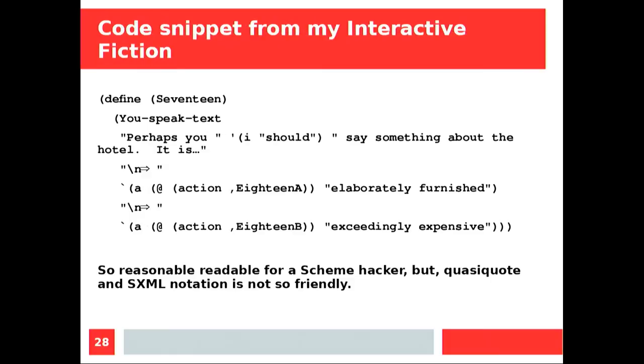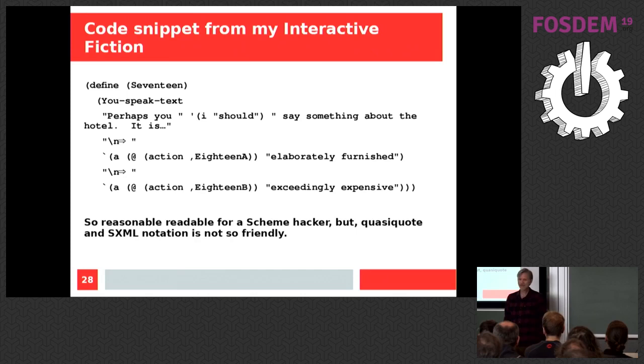But this is a code snippet from my script for interactive fiction. This is Room 17, or Experience 17. Anybody who's spent a lot of time in Scheme will notice that this is a mixture of quasi-quotation and XML notation. But in terms of Scheme, in terms of readability, I think this came out OK. But this is about as readable as Scheme is going to get.